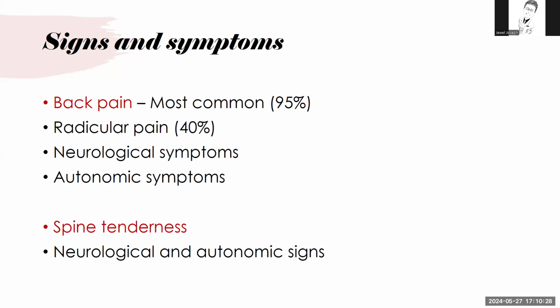When you do a clinical examination, one sign that you can elicit is spine tenderness, which can again be an important sign even before the development of neurological deficit. And when the neurological deficit happens, there can be multiple neurological and autonomic signs for that patient. Next slide, please.